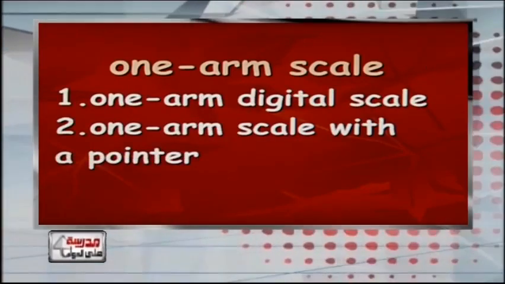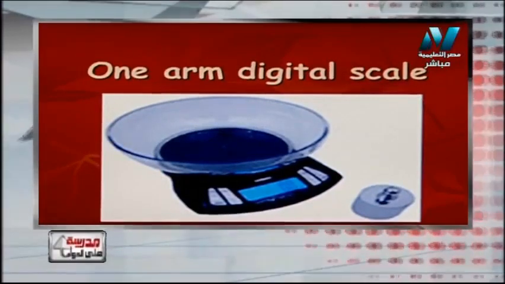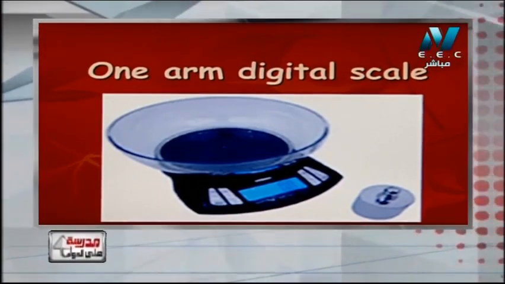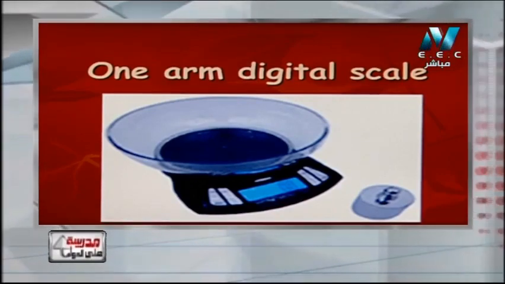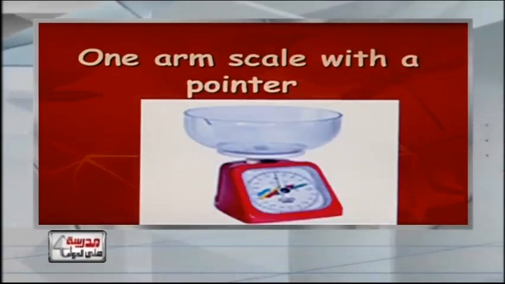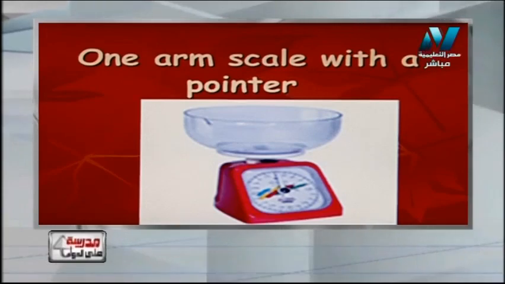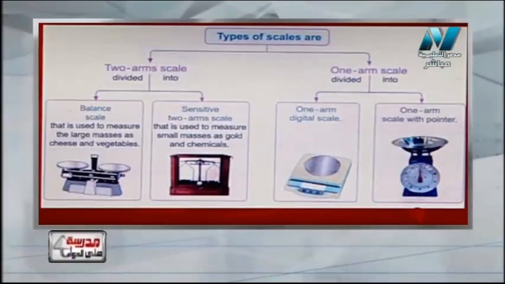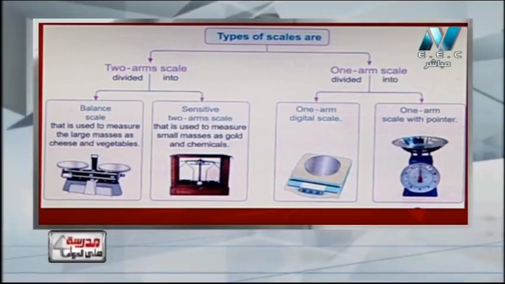طب نشوف كده images ليهم. ده one arm digital scale، الميزان الرقمي، طبعا ده more accurate، ده بيكون أدق واحد فيهم غالبا يعني. One arm scale with a pointer، ميزان ذو كفة واحدة لكن بمؤشر، أكيد طبعا شفناها كتير جدا. هنا picture بتجمع لي كل الصور للسكيلز اللي عندنا في المنهج.